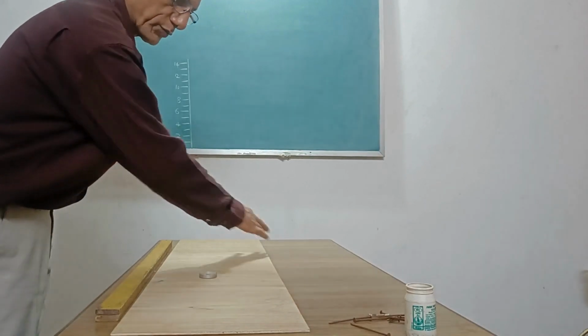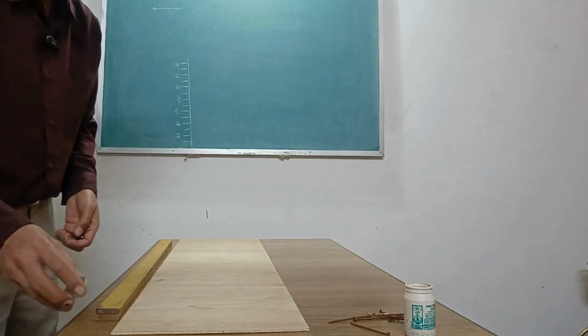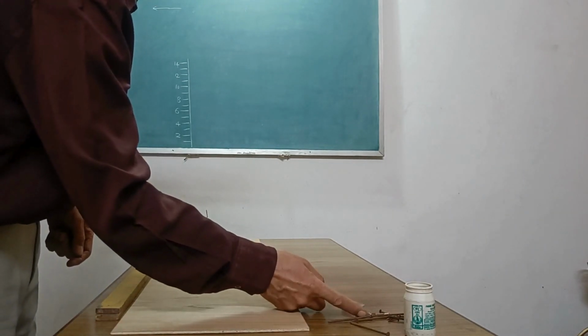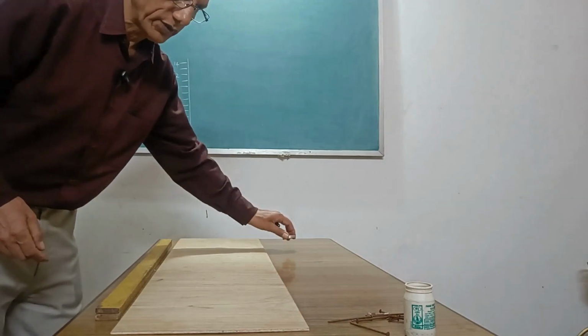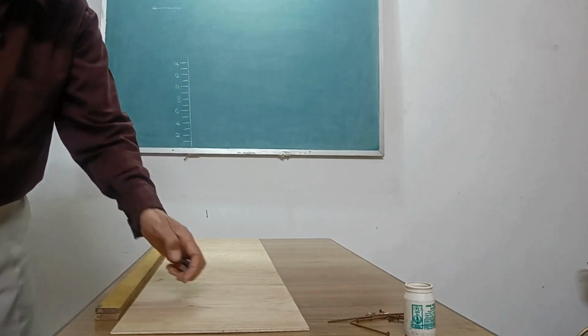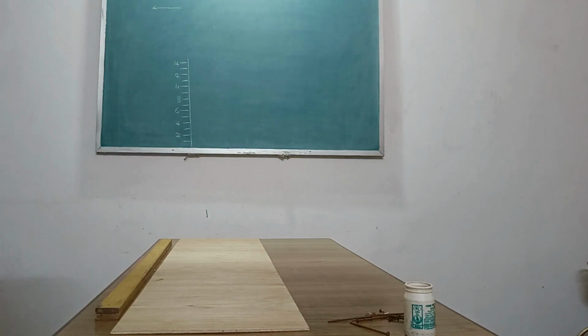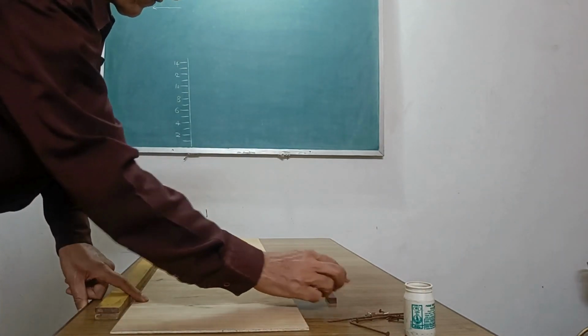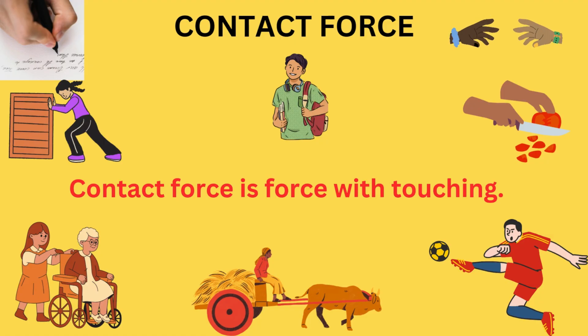The surface of the table is smoother than this. So if I strike it, it stops over here. If I strike the same, it goes there. So here the frictional force is less and here the frictional force is large. If I strike this magnet, then this stops over here. And if I strike here, it goes.